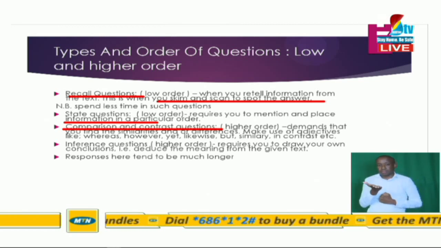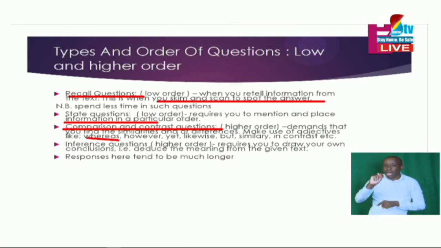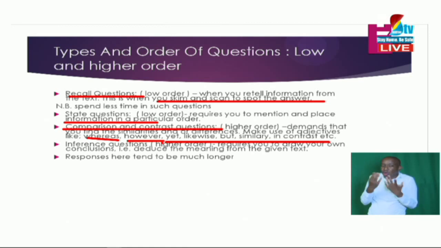Okay, so now with this one, you are given 2 entities and you are expected to mark the difference or the similarities between those 2 aspects or entities. So in that, you are expected to use conjunctions or words like whereas. You may also use however. You may use yet, likewise, but, similarly, in contrast, etc. So these words help you to mark the difference or to cite the similarity, whichever the case might be.